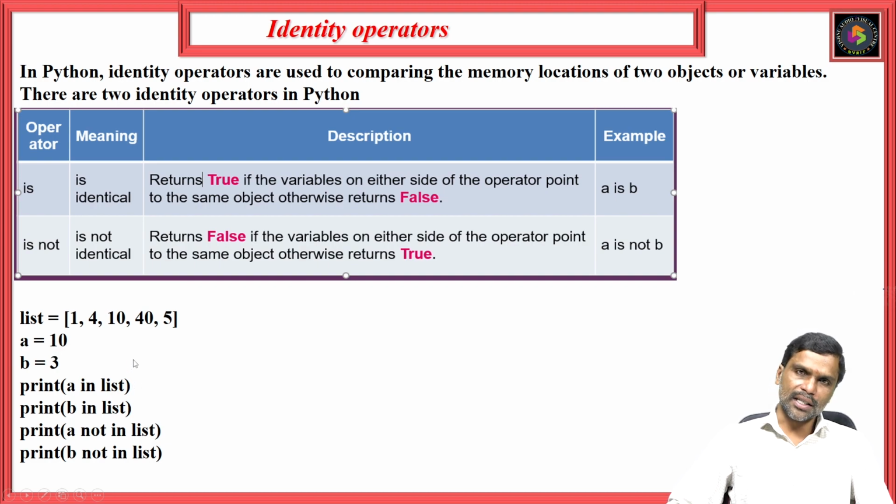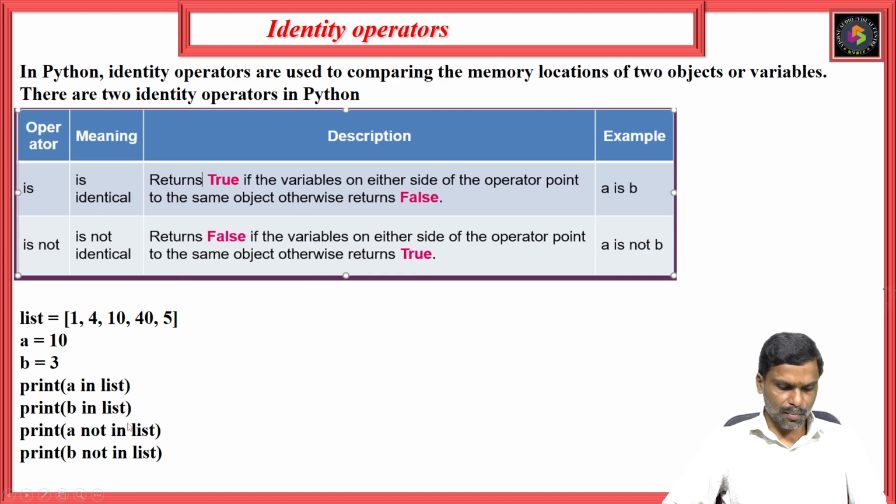Print A is not in list. A is 10. 10 is present in the list, but it is not in list. You will be getting false. B is not in list. Yes, B is not present in the list. So it gives the true value. This is regarding identity operators.